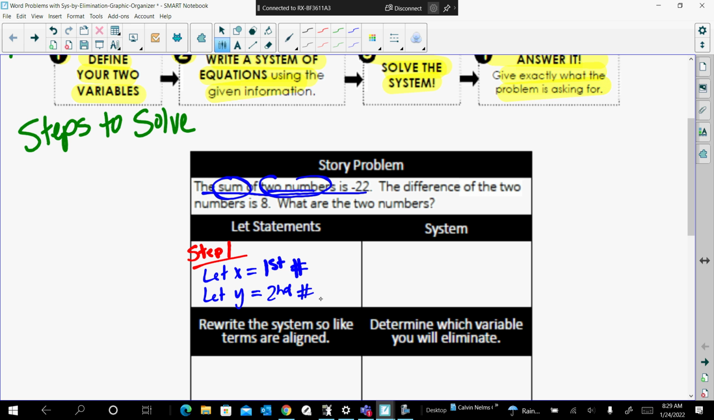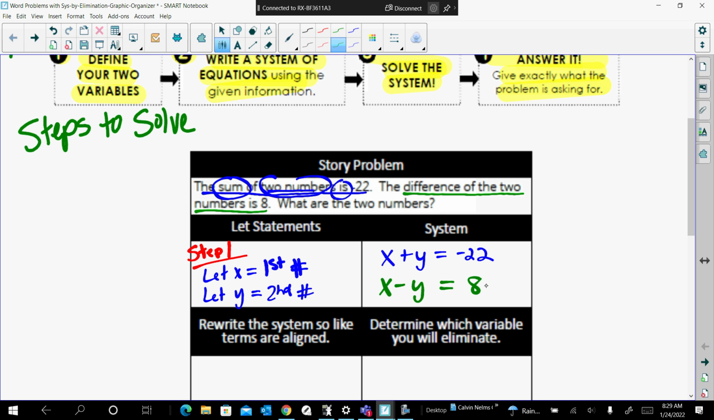Now I'm going to write a system of equations. I'm going to write an equation for that sentence because the key is sum. So we're going to say x plus y. Whenever I see the word is, that's an equal sign: negative 22. There's our first equation. The second sentence will help me with my next equation because the system means I'm going to have two equations. It says the difference of the two numbers is 8. How would I show that? So we have x minus y equals 8.